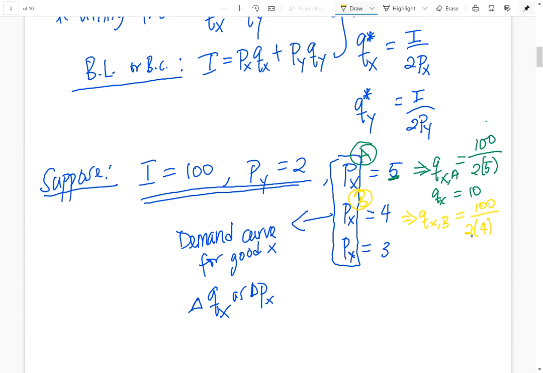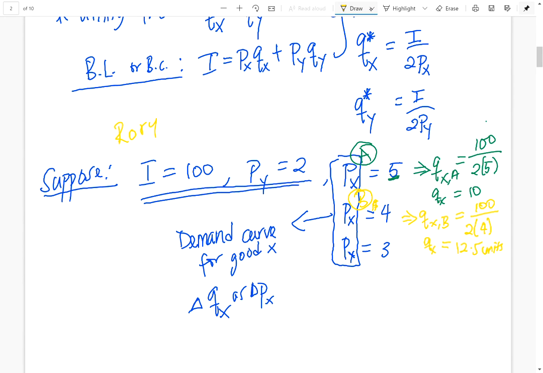Now, this 2 here is from our demand function that we derived in the previous video. It's not this price of y. Okay, so from that, we have that for point B, Q of x is equal to 12.5. So the optimal choice for this person, who was Rory in our last video, the optimal consumption for Rory when the price of good x is $4 is to consume 12.5 units of this good.